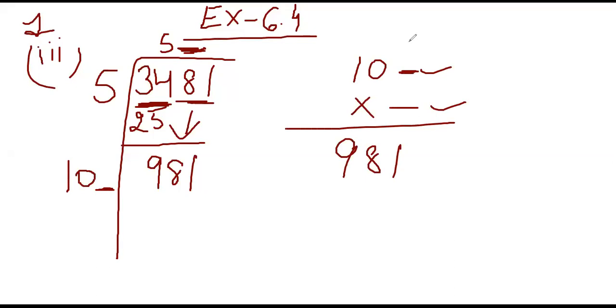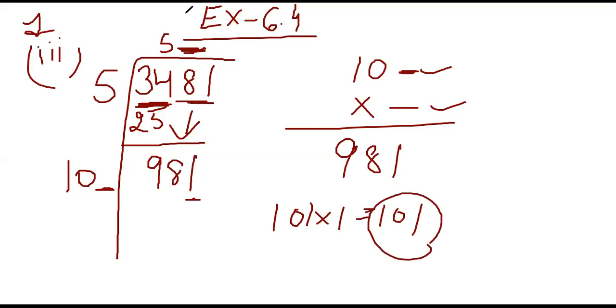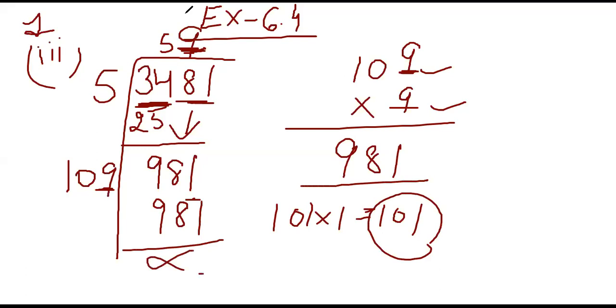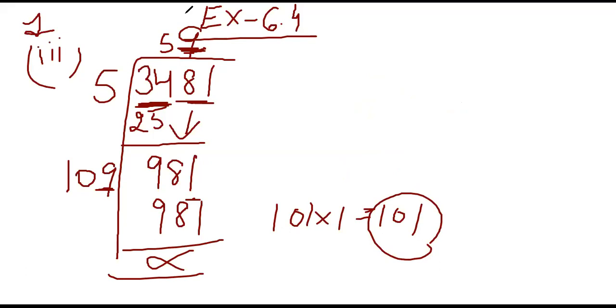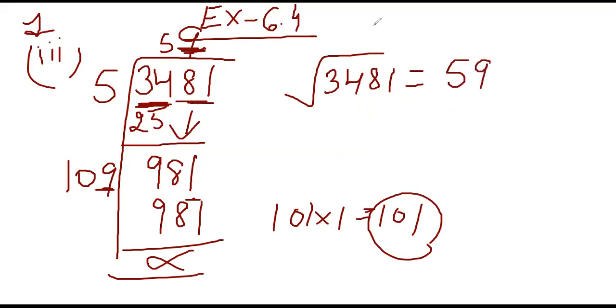So which number will we choose here? 1 या तो हमें 1 से मिलता है. 101 into 1 is equal to 101. So we can't take it. या फिर हमें 1 आता है यूनिट डिजिट पे 9 स्क्वायर से, तो हम यहाँ 9 ले लेंगे. Right? So we will get 981. It will go 9. So square root of 3481 is equal to 59.